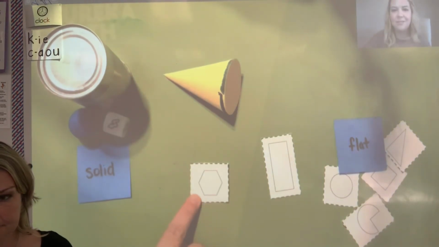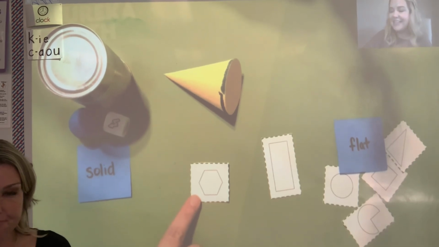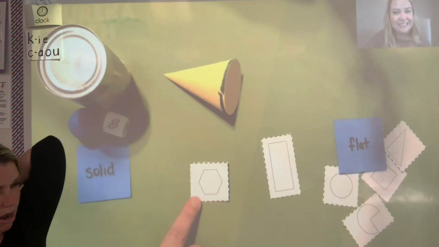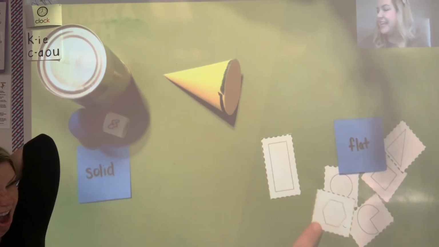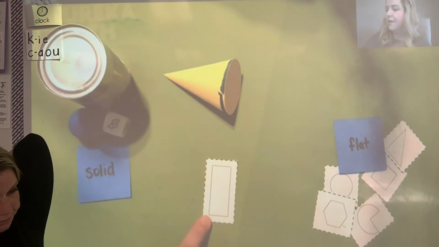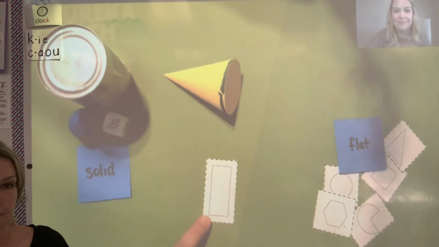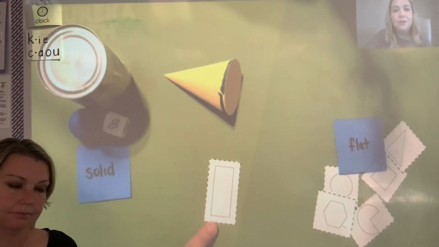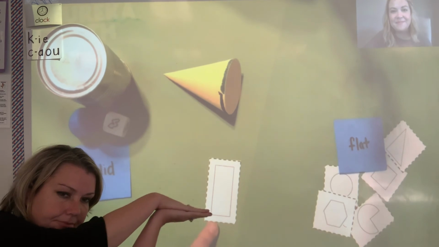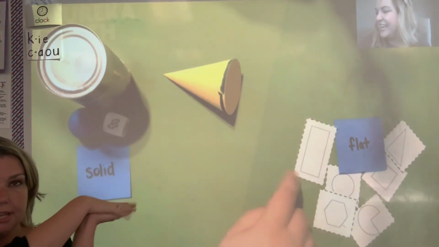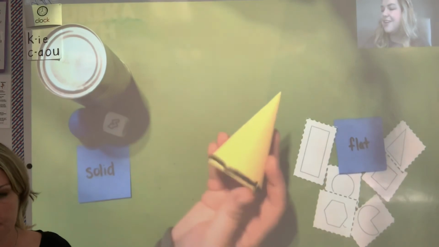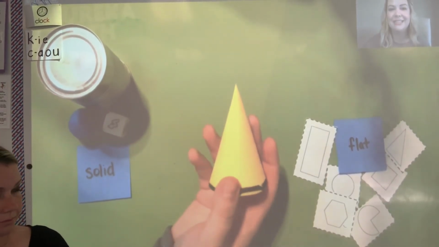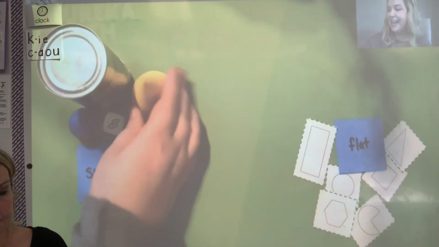What shape is this called? We talked about that one. Hexagon. Is this hexagon solid or flat? It is flat. What is this shape called? A rectangle. Is this rectangle solid or flat? It is flat. And our cone. Is our cone solid or flat? It is solid.